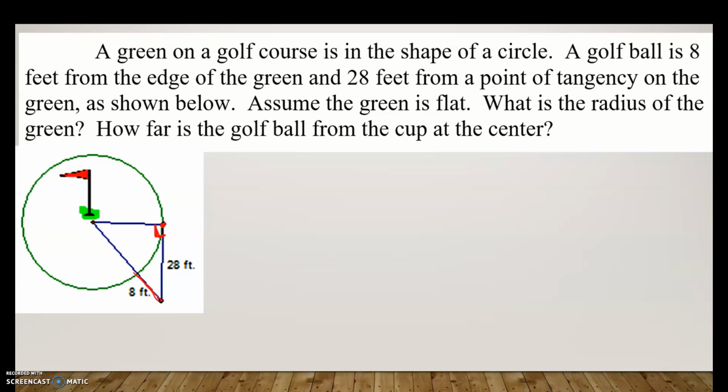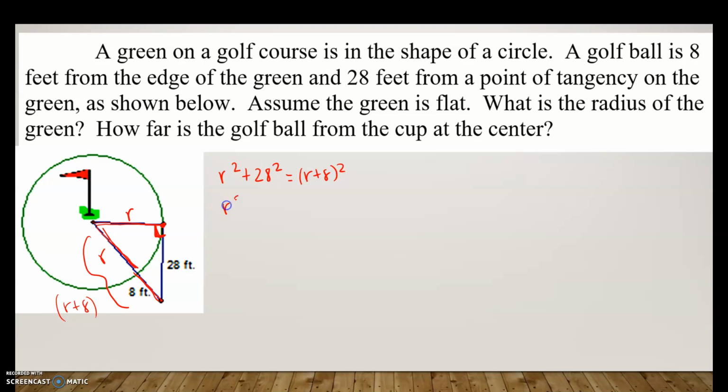Assuming that the green is flat, I want to know what is the radius of the green and also how far is that golf ball from the cup at the center. I'm going to call this R because this is my radius going straight out here, and this is also my radius. When I set up my equation, I get R squared plus 28 squared is equal to R plus 8 squared, because this hypotenuse is everything all together, R plus 8.